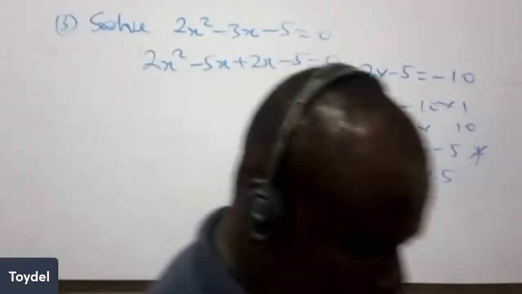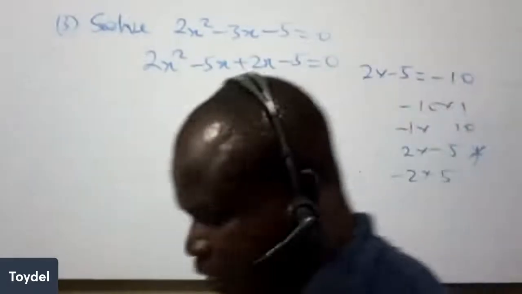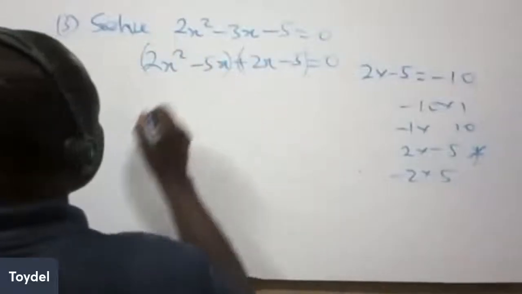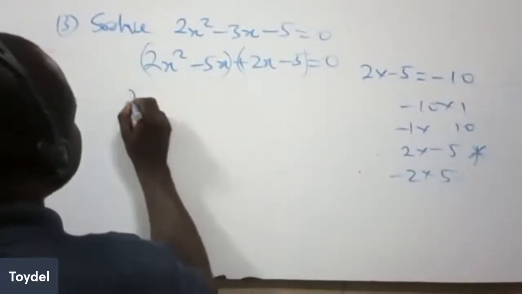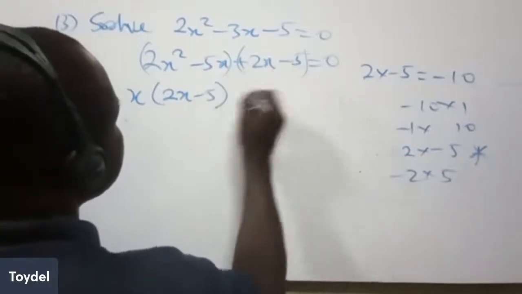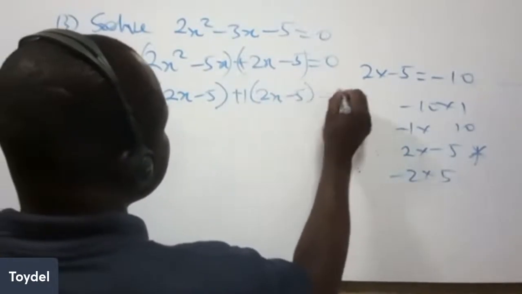So look at it very well. You choose the appropriate factors. If that is taken, then we now do the grouping. Just group it into 2. What is common in this first bracket is x. Then we are left with 2x minus 5. Then what is common here is plus 1, it's only one that is common. You have 2x minus 5 equal to 0.